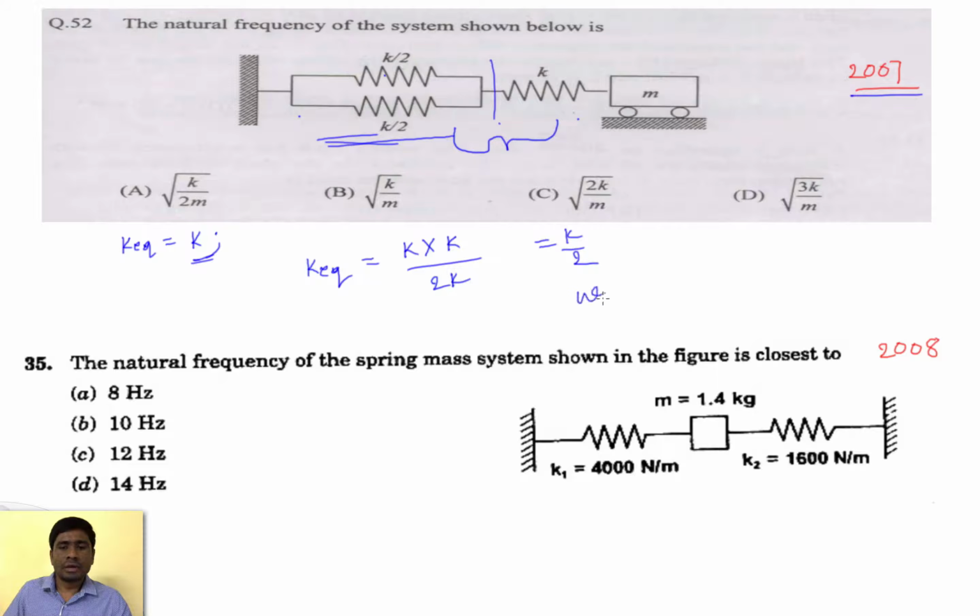And what is omega n? Omega equals the square root of k by m. So k is nothing but k by 2. This is the answer. And this is again the same type of problem, asked in 2008.